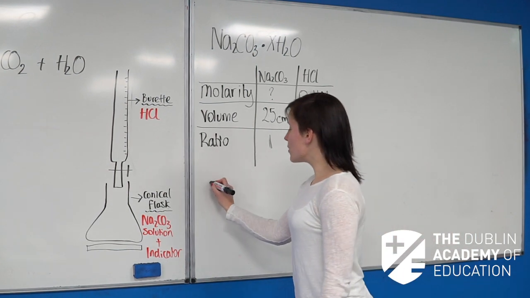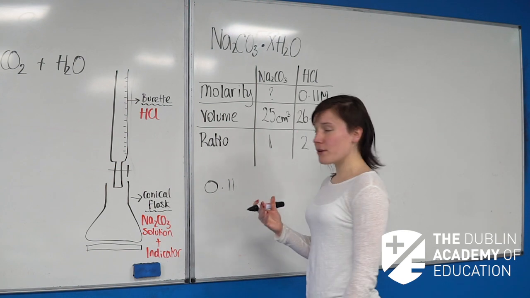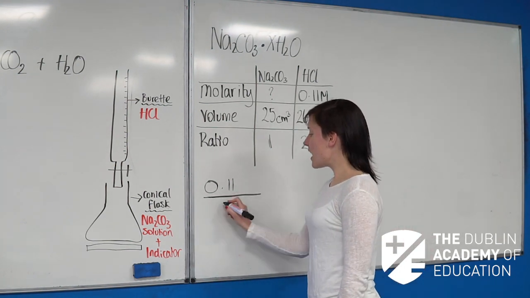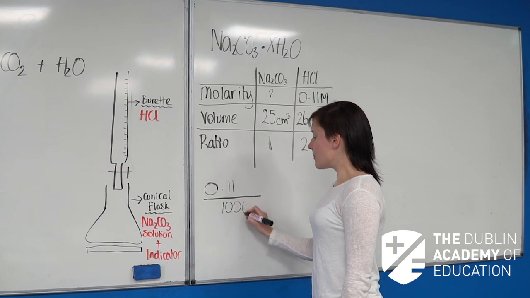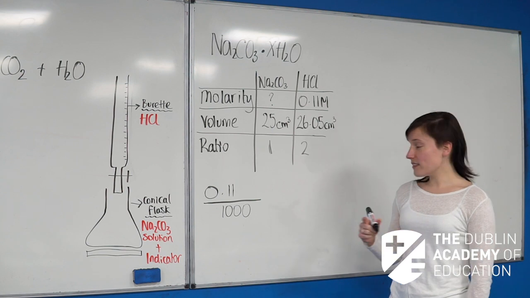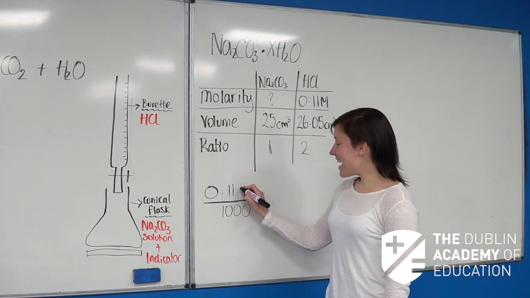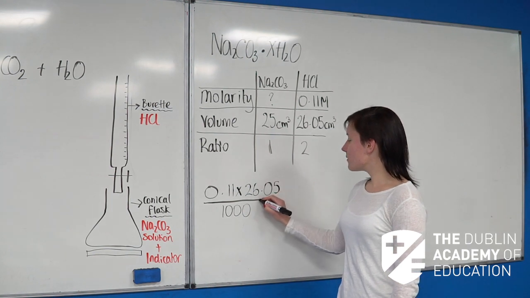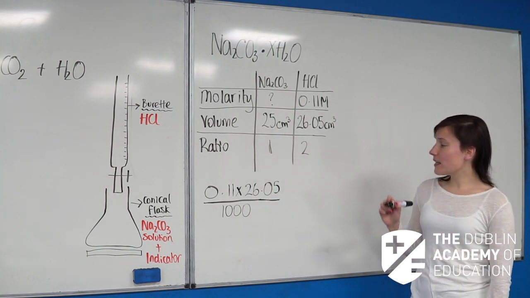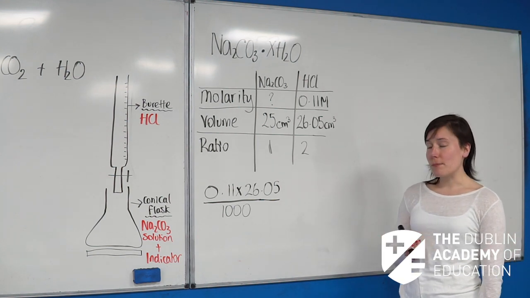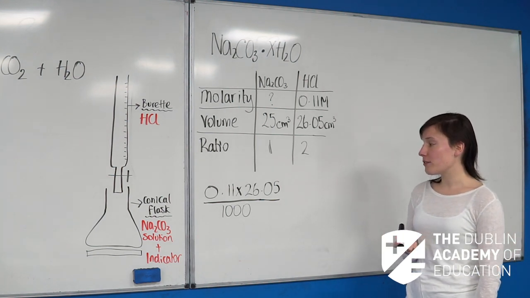So 0.11 is the number of moles in a litre. Okay? So the first thing I'm going to do is divide by 1,000. So by dividing by 1,000, I will be able to figure out the number of moles in 1 centimetre cubed. And then I'll multiply by 26.05. Okay? So I've divided by 1,000 to work out the number of moles in 1 centimetre cubed, and now I'm multiplying by 26.05.